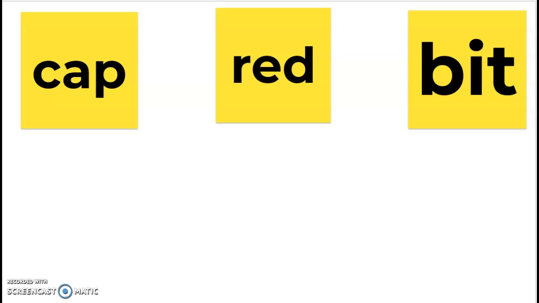Today, friends, we are going to learn to look for and use a spelling pattern that is found in many words. So let's go ahead and look at this first word. This word is cap. K-ap, cap. Look at this word and think about what do you notice.